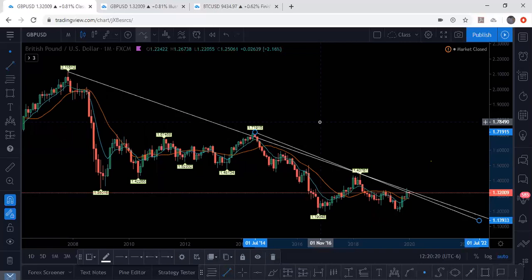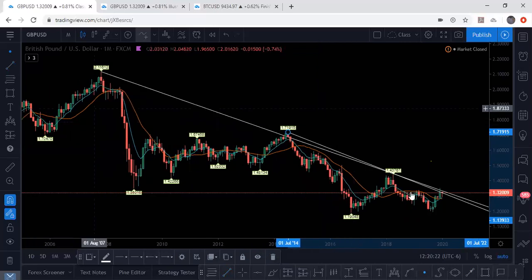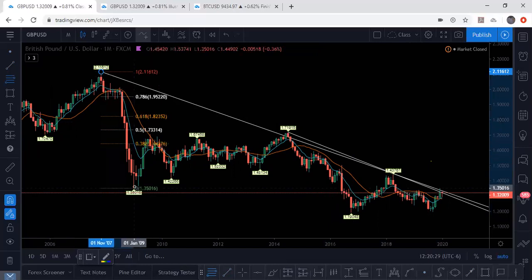So we've drawn our trend line. Now we can tell this is a downtrend. Bring out Fibonacci from up here to this present low.